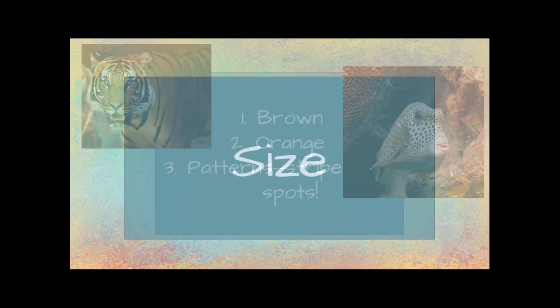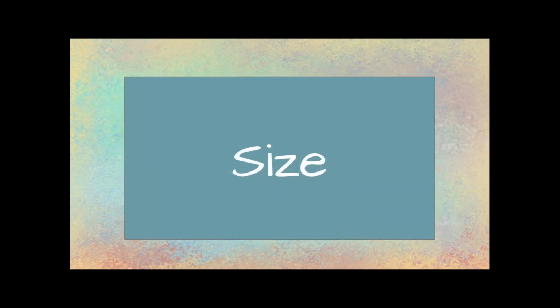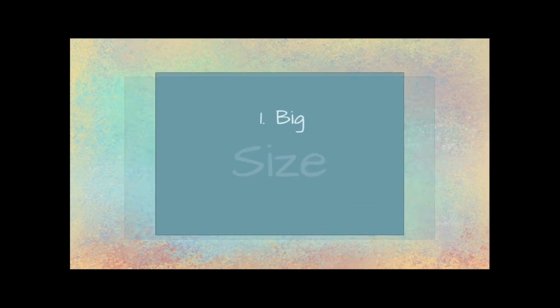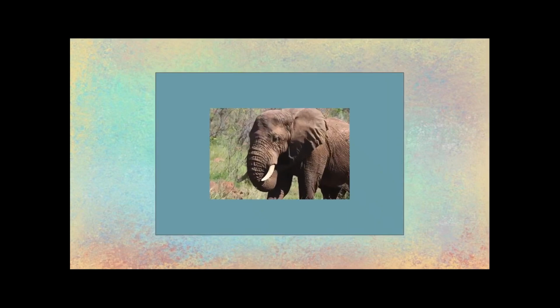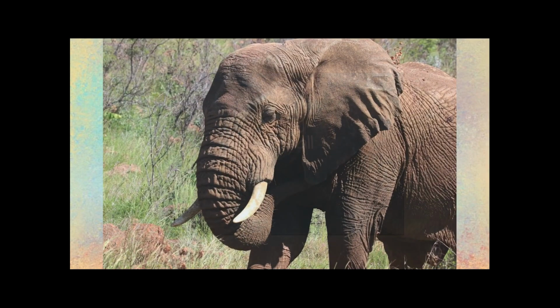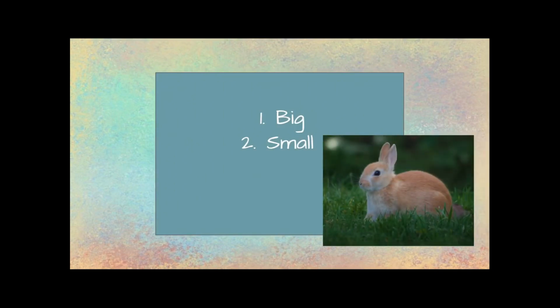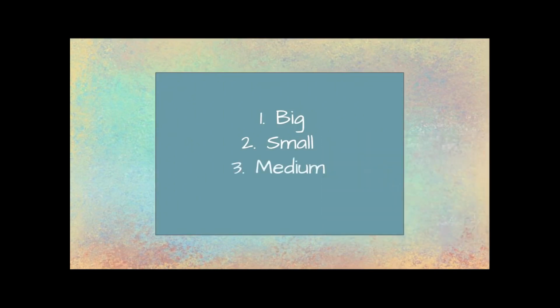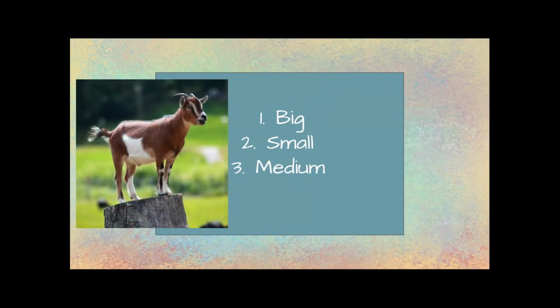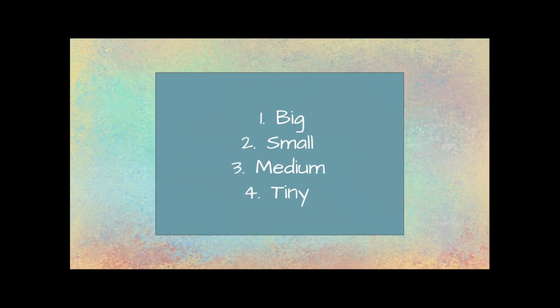We also talk about size. Size is an important way to determine which animal you're talking about. We can say an animal is big, like this elephant, or small, like this bunny rabbit. Or a medium-sized animal would be a goat. Meh, he says. It could also be tiny, like a little bitty ant.